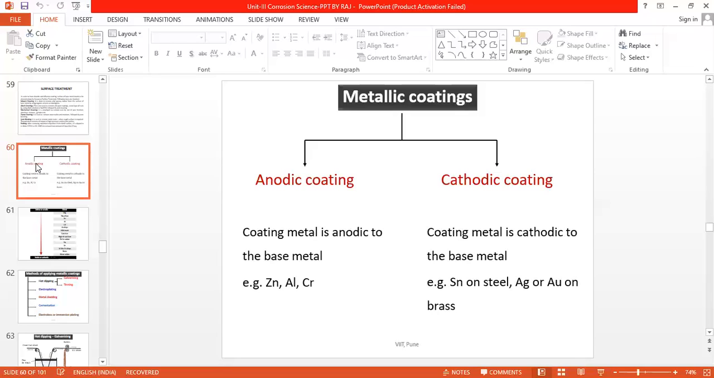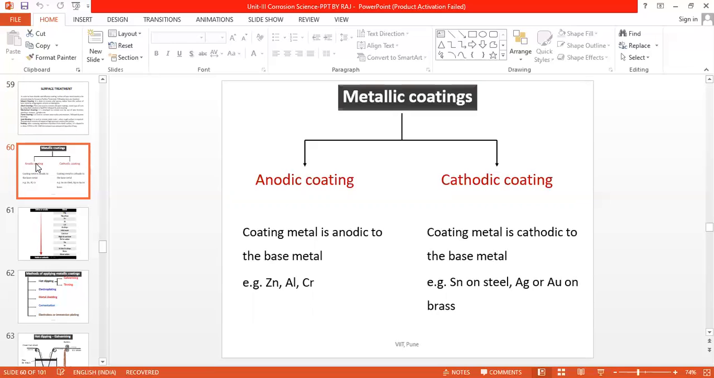So when we apply the coating of the metal which is more active to the base metal, it is called as anodic coating. For example, coating of zinc, aluminum, chromium, etc. But when we apply the coating of less active metal on the base metal, then it is called as cathodic coating. For example, tin on steel, silver or Au on brass, etc. Now, out of these two, which one is better and why?